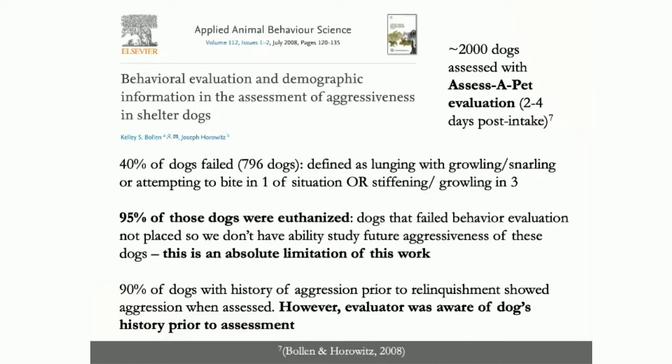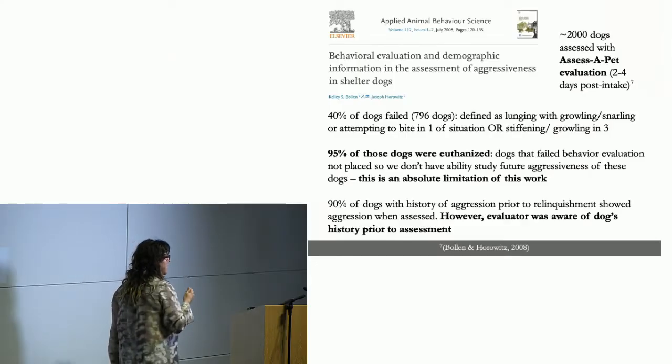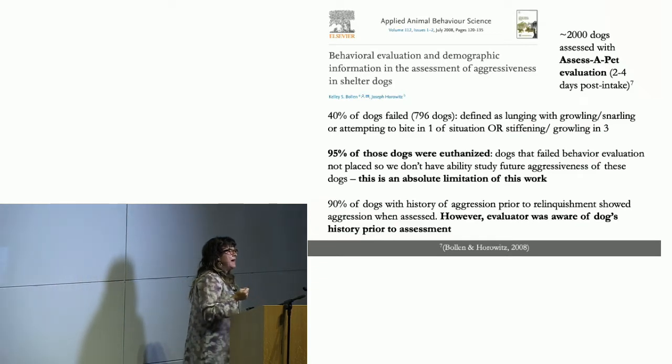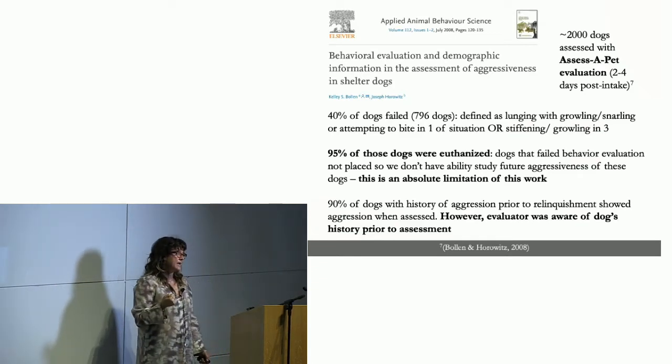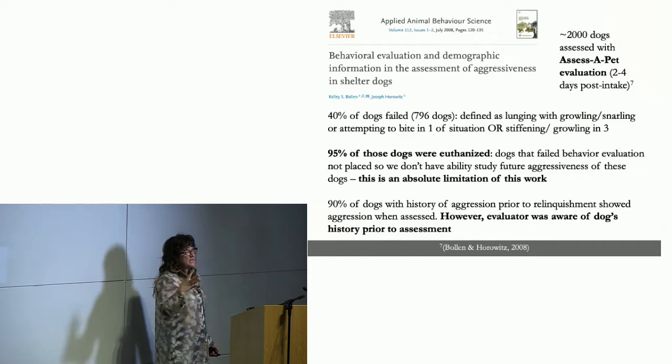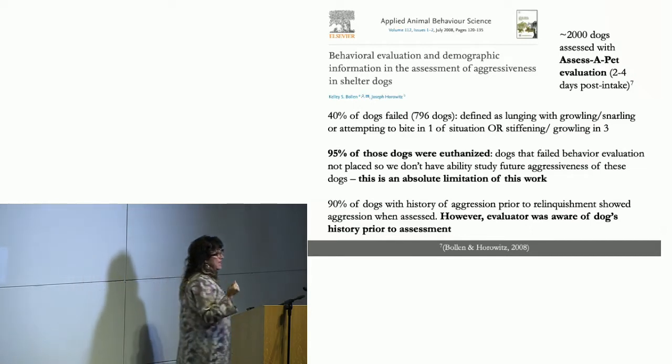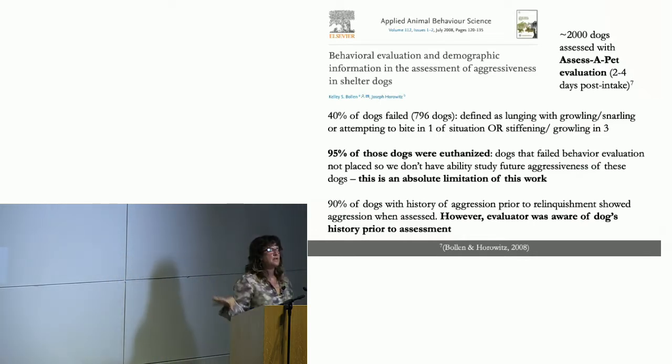So one of the big limitations of this work is that we can't study the future aggressiveness of these dogs. They're gone, right? And we don't know what they would have done in the home. I put that out there as something we need to think about: how we create studies so we can learn more about dogs that we think fail, and how our predictions match up with how they behave. This is a complete limitation of the work.